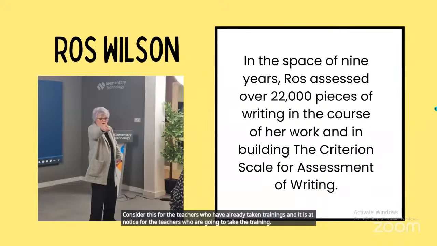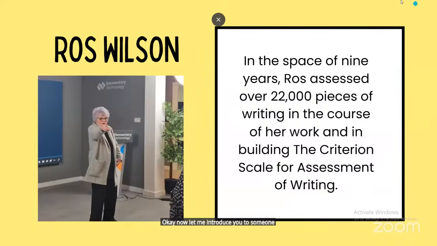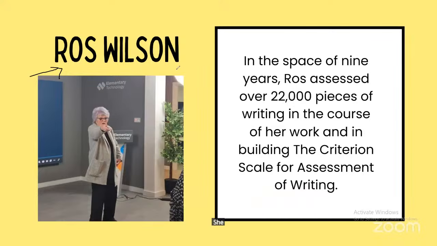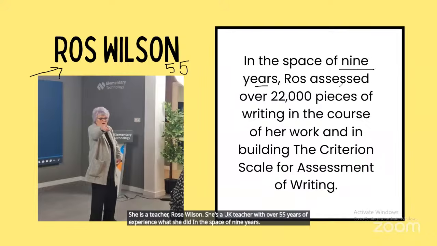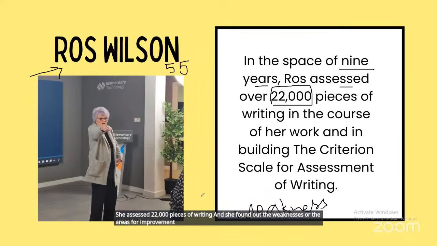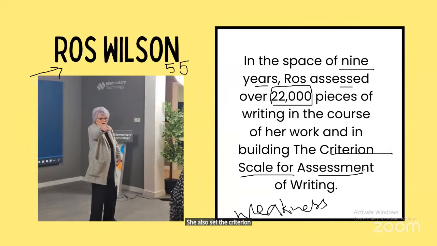Okay. Now, let me introduce you to someone who has worked on this to find a system for creative writing, to develop creative writing skill, or to teach kids creative writing. She is a teacher, Rose Wilson. She is a UK teacher with over 55 years of experience. What she did in the space of 9 years, she assessed 22,000 pieces of writing, and she found out the weaknesses or the areas for improvement or the struggles of our young writers. She also set the criterion scale for assessment of writing.